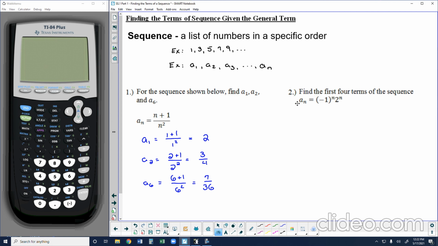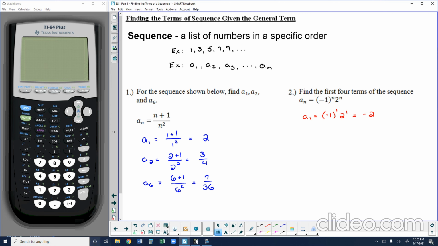In part B, or problem 2 here, see if you can pause the video and find each of the first 4 terms of the sequence. Hopefully you've gotten a chance to take a look at those. In our first case, we're going to look at a sub 1, which is the first term of the sequence. So this would be -1 to the first power times 2 to the first power. -1 to the first power is -1, and 2 to the first power would just be 2, and so we would have -2.